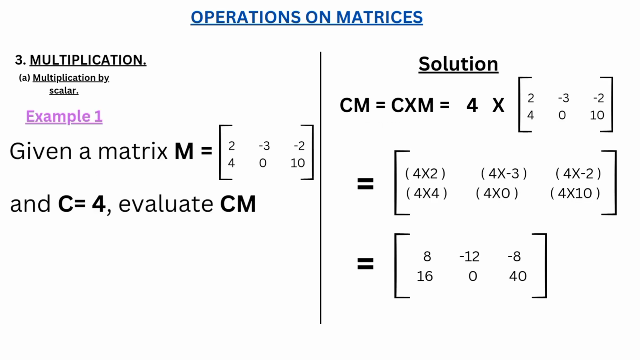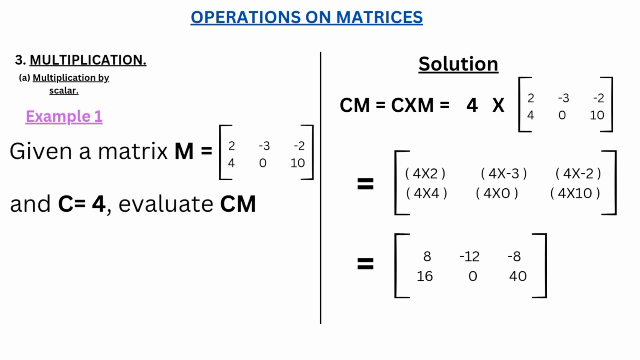So here we're given example 1, given a matrix M, which is a 2 by 3 matrix. It has two rows and 3 columns. It's a 2 by 3 matrix. And we are told our scalar is 4. So evaluate CM, which means C times M, right? So it's 4 times matrix M, which is 2, -3, -2, 4, 0, 10. So we multiply the scalar, which is 4, with each individual element.